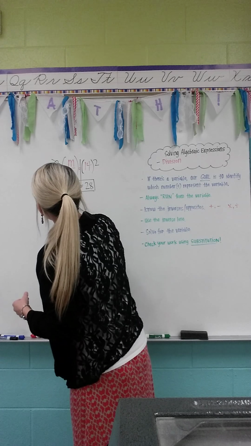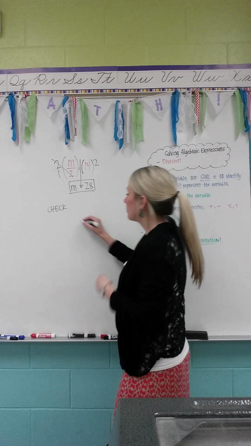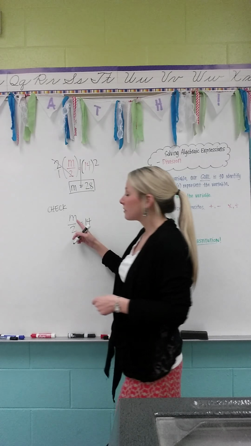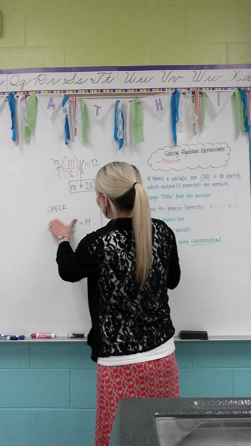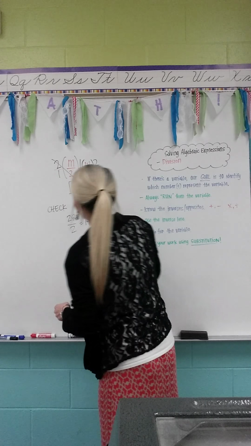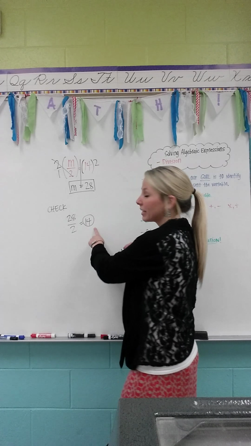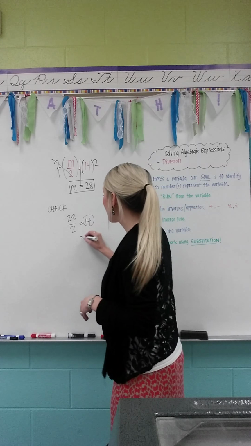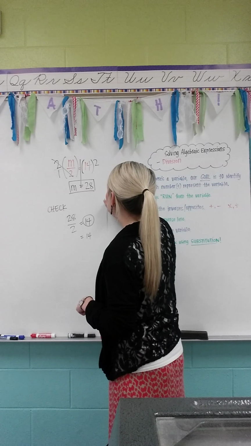So the way I check this is using substitution. I'm going to take this same exact problem, m divided by 2 equals 14, and in place of my variable, I'm going to put the number that I came up with, 28. Alright? So two sides of the equal sign, I have the right side, which is 14. It's going to stay 14 because I'm not adding or subtracting or doing anything to it. And then I have the left side, and that's 28 divided by 2.